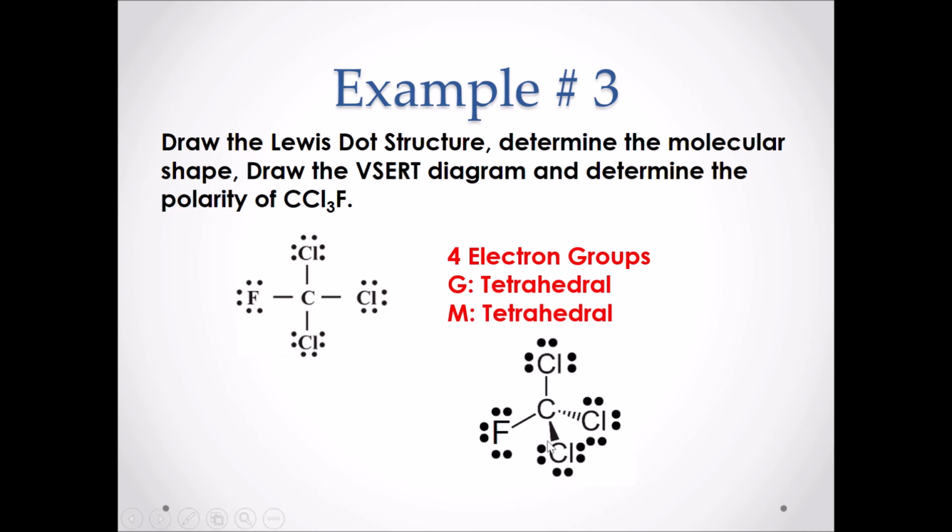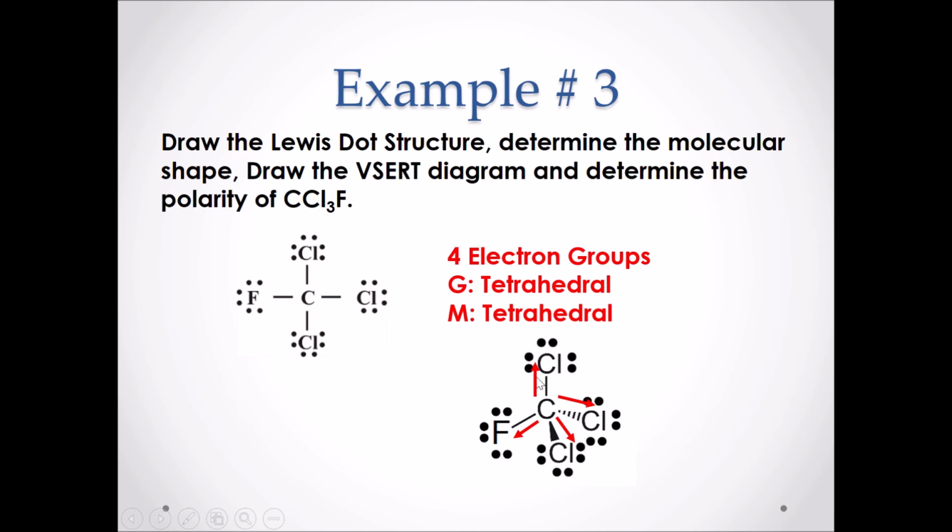Therefore, we can draw our VSEPR diagram, and we can put in our vector arrows. As we can see, each one of the bonds has a polarity that's pointing towards the outer atoms, meaning the outer atoms have the more negative side of the bond, whether that is chlorine or fluorine.